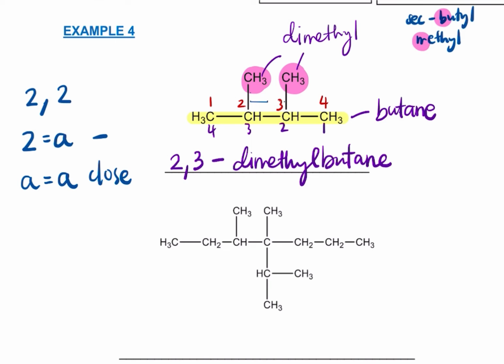Let's go to the second structure. So this structure is a bit long, but be careful. I'm going to start my numbering from the left. 1, 2, 3, 4, 5, 6, 7. So this is my numbering if I start from the left. Next one, if I start from the right, 1, 2, 3, 4, 5, 6, 7. And I can see my parent chain is heptane due to 7 carbon atoms in it.